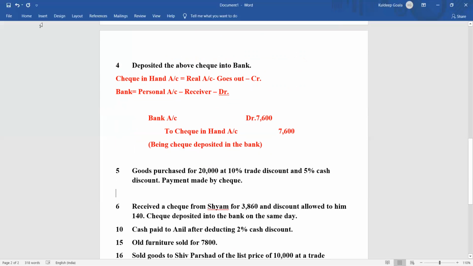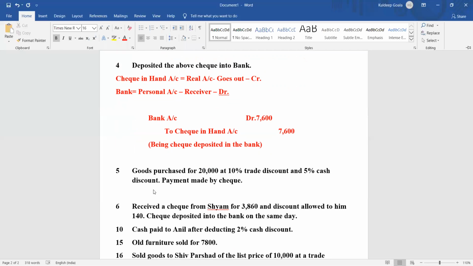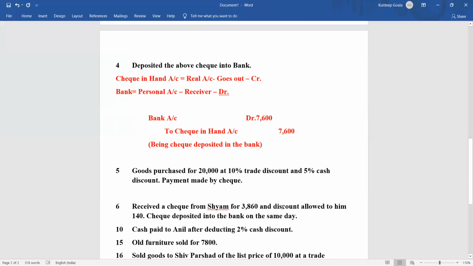Then coming to the next one. Goods purchased for rupees 20,000 at 10% trade discount and 5% cash discount, payment made by check. So the thing you have to take is the bank account. I'll show this one also. We have already done this type of sum, but still I'll show you. Goods purchased for rupees 20,000. So the purchases account you have got here.